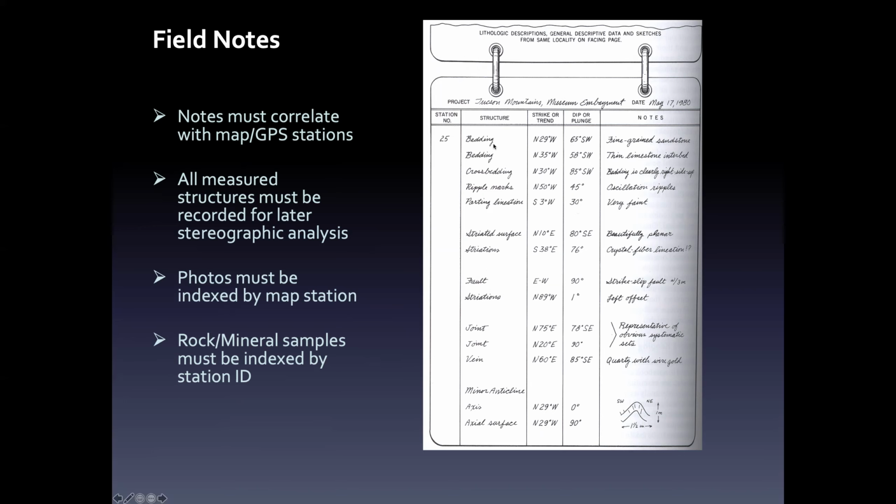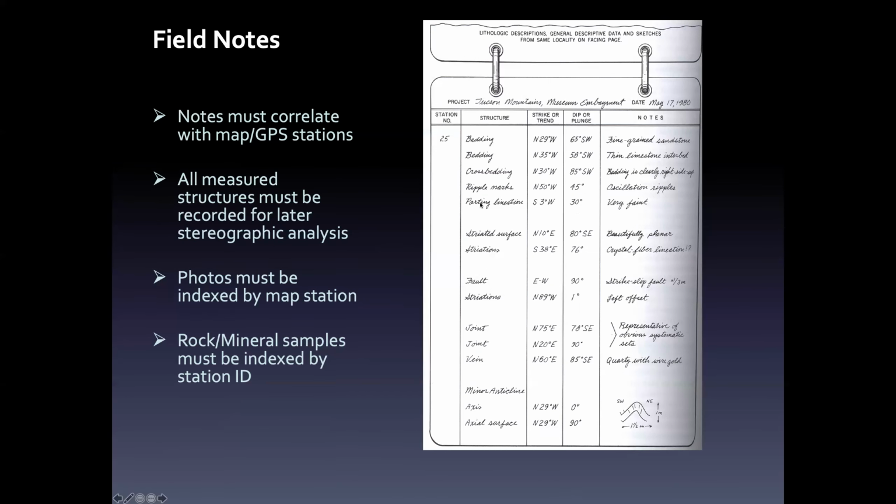So in this first one, they have bedding. It has a strike and dip of north 29 degrees west, 65 degrees to the southwest. And it's a fine-grained sandstone. Next one, they come to another bedding plane, north 35 degrees west, 58 degrees southwest. This is a thin limestone interbed. Then they're defining some of the structures within those beds. There's cross bedding, ripple marks, and parting lineations.